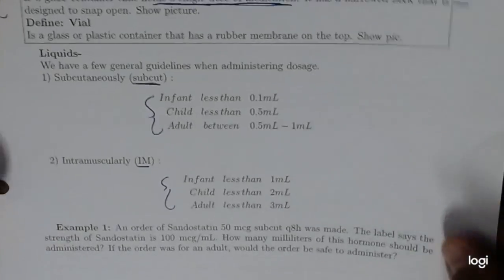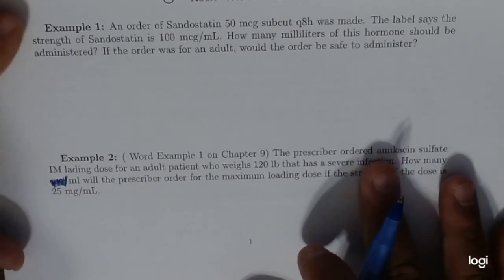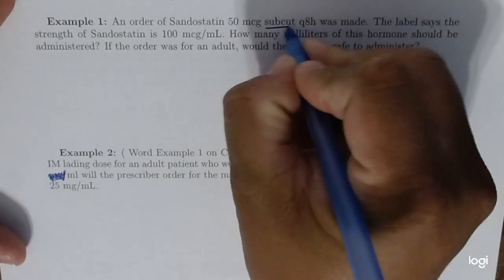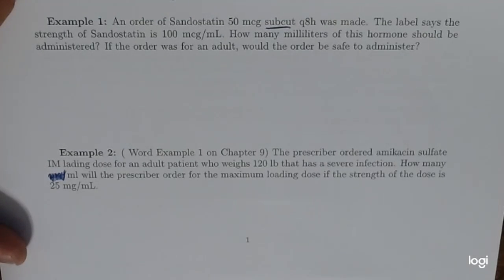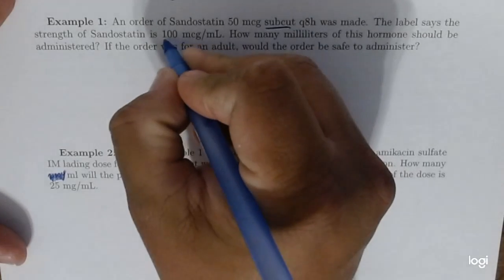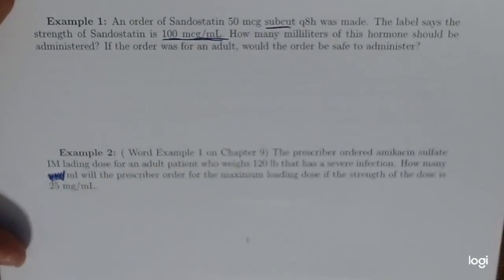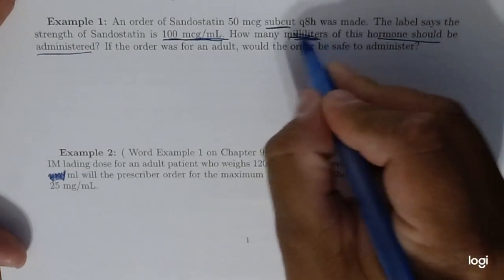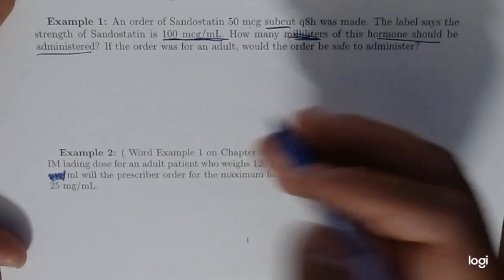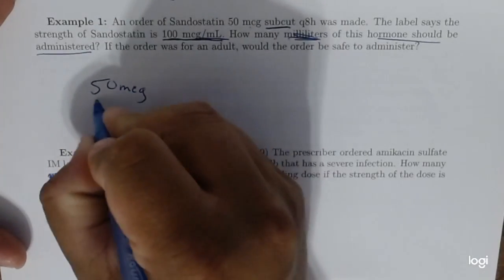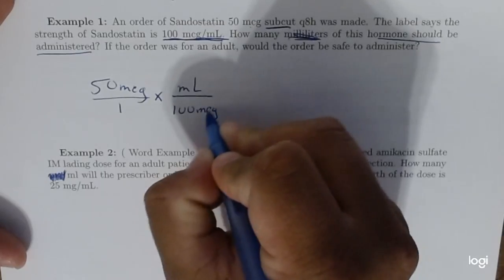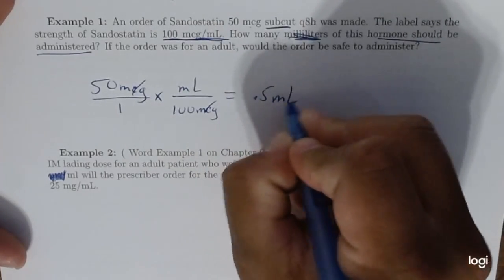Okay. So let's do example one so you can see how this would work out. Example one says, an order of 500 micrograms subcut was made. The label says the strength is 100 micrograms per milliliter. How many milliliters of this hormone should be administered? If the order was for an adult, would the order be safe to administer? Let's just do the first one. The first one's not too bad, right? All we're doing is figuring out how many milliliters we have. What are we given? The order itself, 500 micrograms, times the strength. Since we want milliliters, milliliters has to be on top. Cancel. So this is going to be 0.5 milliliters.